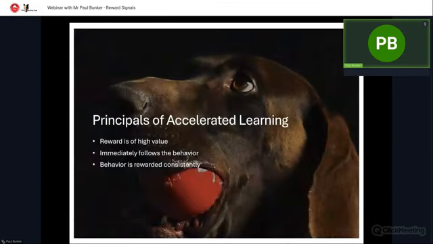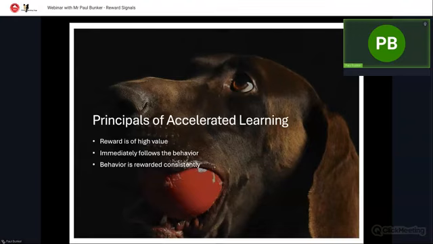So if we think about the principles of accelerated learning, there are 3 principles that I talk about. One is the reward is high value. The next one is the reward immediately follows the behavior, and that the behavior is rewarded consistently. Now, this is the process of accelerated learning. This is how I train a new behavior in the dog. Once the dog's trained in a behavior, then we go into maintenance. But if we want to teach the dog something, then we use these principles.